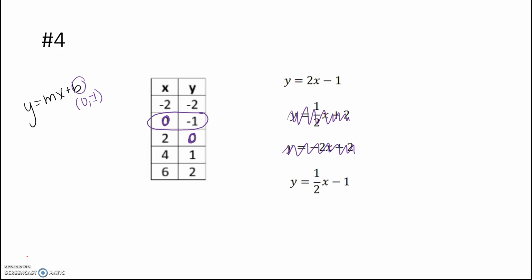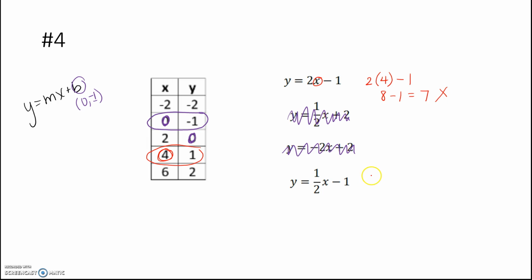Now I choose a pair, and it can be any pair you want. I'm going to go, let's see, let's do 4 and 1, okay? So I'm going to plug 4 in for my x value. So I'm going to rewrite them both. So I'm going to do 2 times 4 minus 1. So I just plugged in 4 for my x. 2 times 4 is 8. 8 minus 1 is 7. Is that what my y needs to be? If x is 4, y should be 1. Well, that does not match.